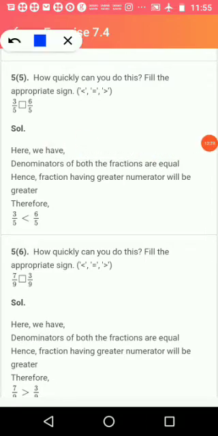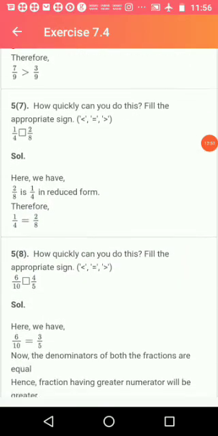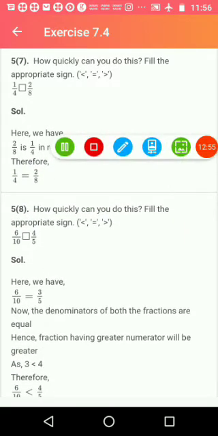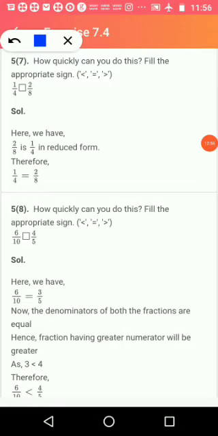3 by 5, 6 by 5. Again look at the numerator and put the sign. 3 is less than 6. So 3 by 5 is less than 6 by 5. Next. 7 by 9 and 3 by 9. Look at the numerators. As the denominator is the same, 7 is greater than 3, so 7 by 9 is greater than 3 by 9. Next, 1 by 4 and 2 by 8. 2 by 8 is again 1 by 4, so it is equal.